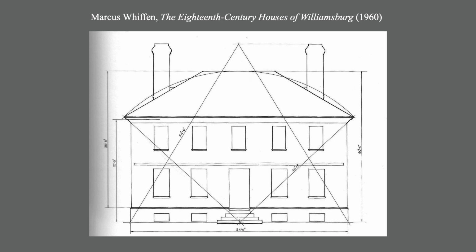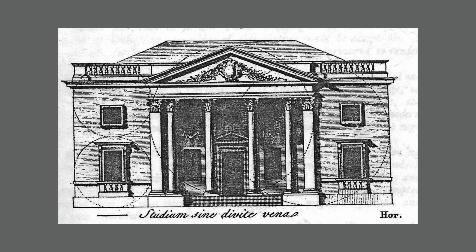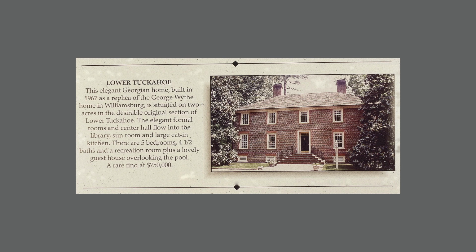We see in this analytical diagram how the facade relies on both a right and equilateral triangle and other geometric forms for its proportions. Such consideration of geometry in facade design was common practice in the 18th century. This is documented in the title page illustration of Robert Morris's Rural Architecture, a 1750 English pattern book available in the American colonies. If we look closely at the facade, we see that the basis of its proportions is a series of circles.